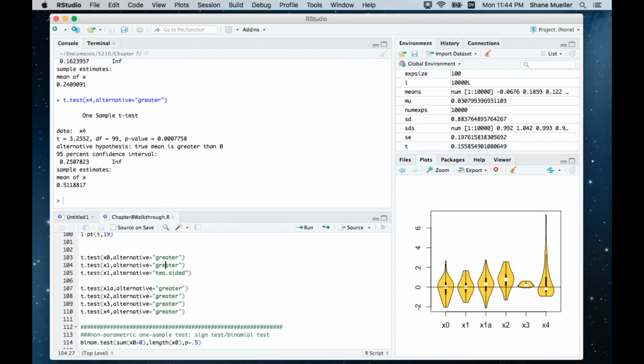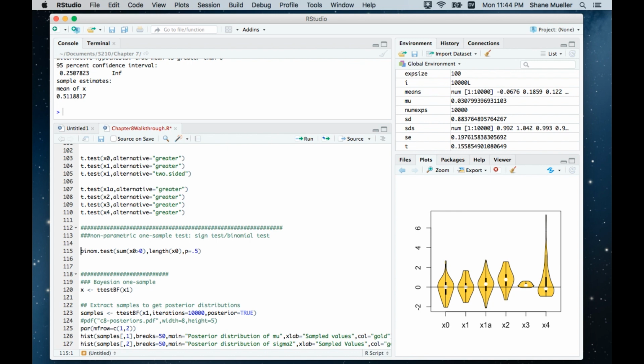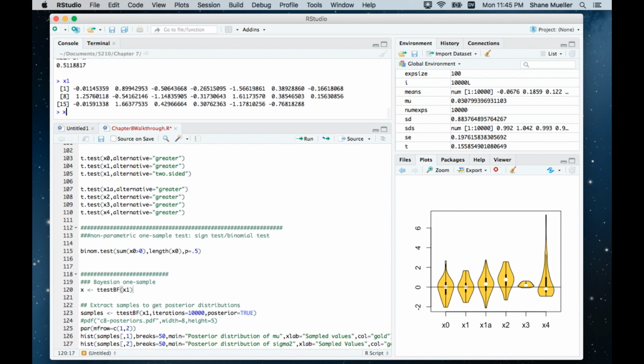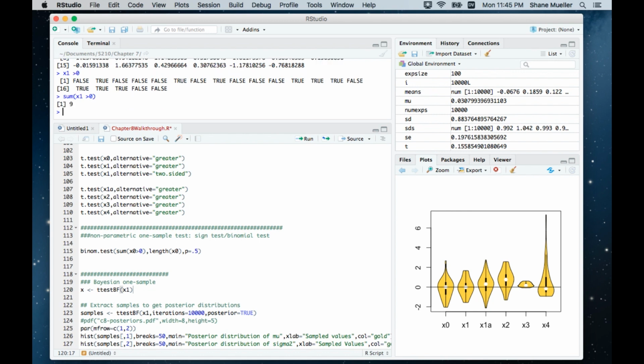This is sometimes called a sign test as well, a binomial test or a sign test. There are packages that have the sign test, which is a little easier to use than the binomial test. The binomial test just calculates probability, and you have to give it the numbers. So you could do binom.test, and let's say in this case I had 20, and let's look at x1. If I say x1 greater than 0, that'll give me the yeses and nos, and I could do the sum of that. So out of 20 cases, I have 9 greater than 0. So what's the binomial test of 9 out of 20?